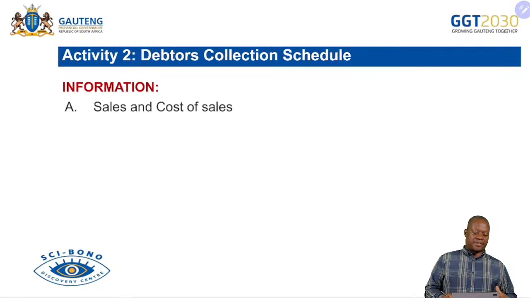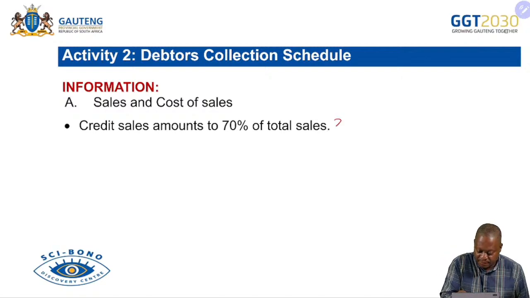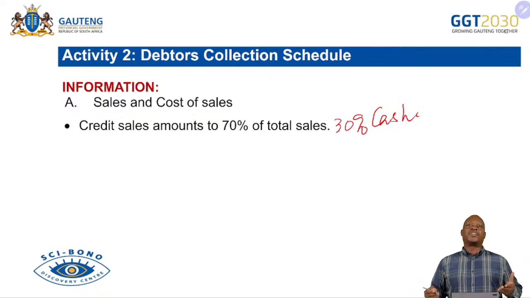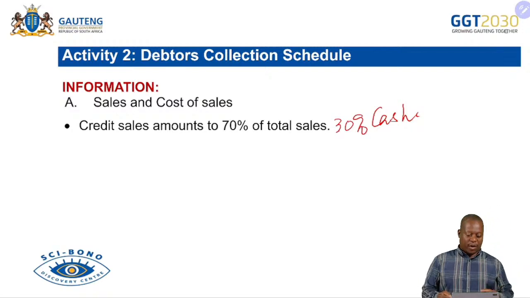Now, the information says, when it comes to sales and cost of sales, credit sales amounts to 70% of total sales. Now, what are they saying silently? They are also saying the rest is cash. So what percentage is cash? Let's check. If 70 is credit, then I can simply say 30% is cash. Now, that is information that you are supposed to give to the examiner. The examiner expects you to be able to deduce that information for whatever you are doing to make sense.